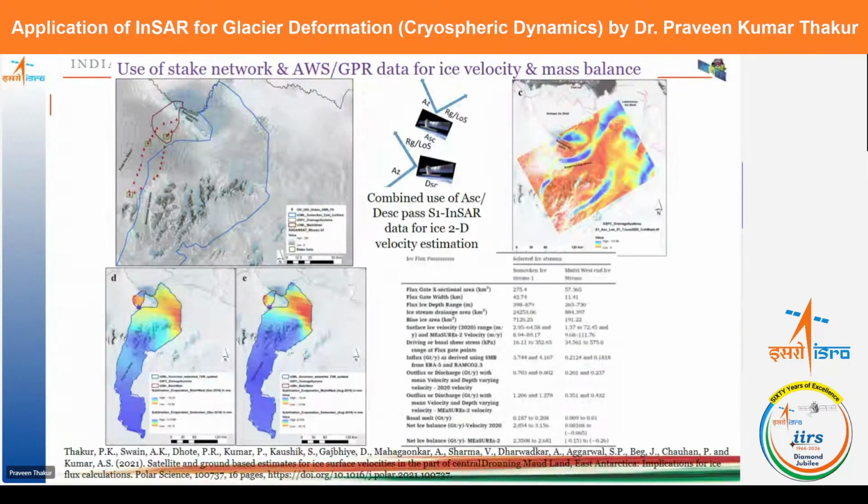And the same has been applied here in the polar regions. You have a larger number of passes of Sentinel. So this ascending descending has been combined to give you the glacier velocity, which is again used for the calculation of the ice flux. And by using this ice flux and mass balance, we can quantify the health of the glaciers.